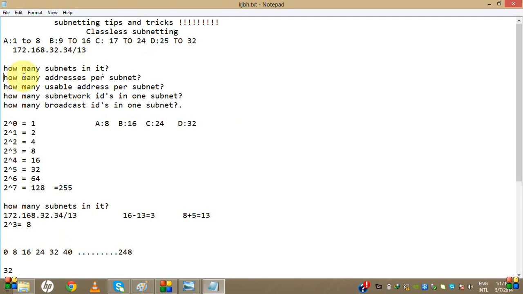Okay, the next question: how many addresses per subnet? Now I'm going to find out the addresses per subnet. How many addresses are in one subnet?